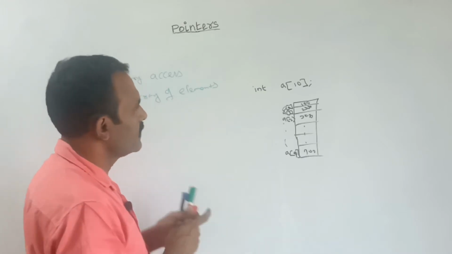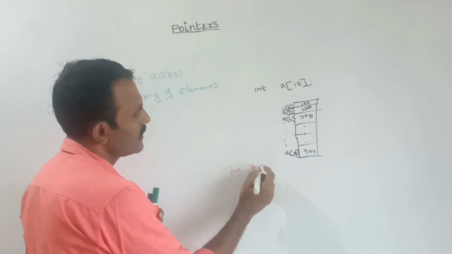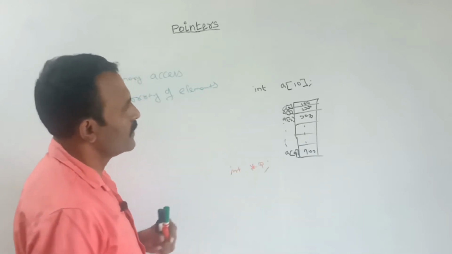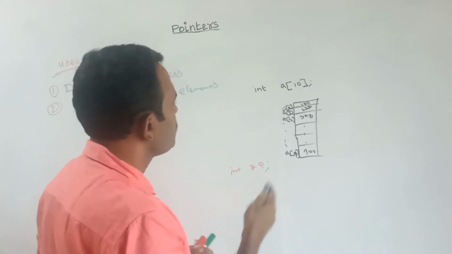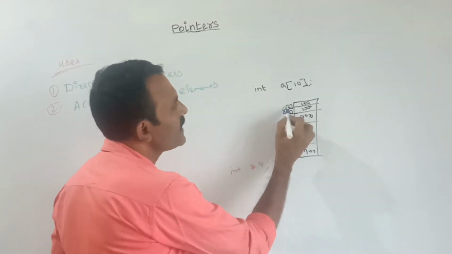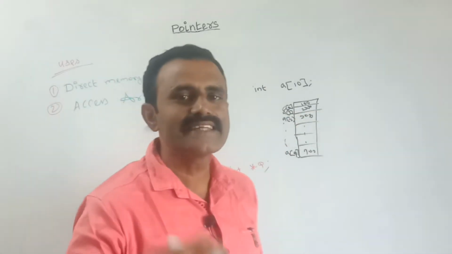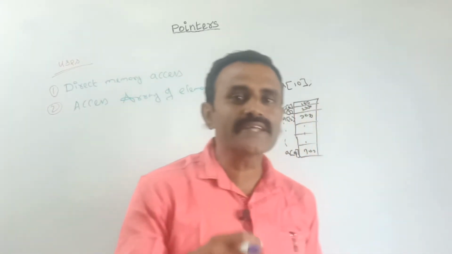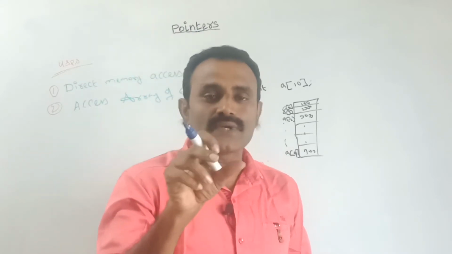Let us assume this pointer variable is an integer pointer. Suppose I am creating the pointer variable p. Here this is the main thing: each and every memory block has an address. While storing a variable, it will be stored at some address only.